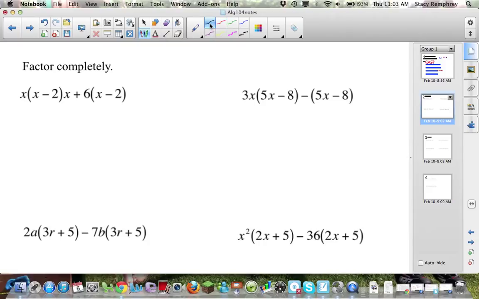The only thing here is I do have a typo. If you printed the notes, that one shouldn't be there. So if you have the notes, don't cross that out. If you didn't, just don't use that.